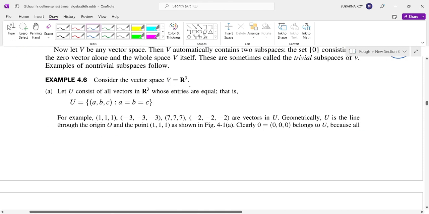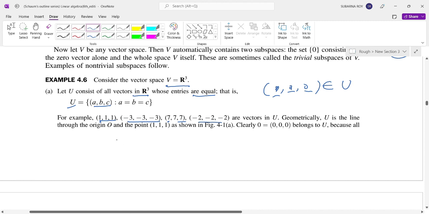Consider the vector space V equal to R3, and let U consist of all vectors in R3 whose entries are equal. That is, let us define a set U, a subset of R3, in such a way that a, b, c are all equal. Now we have to see whether this U is a subspace of R3. For example, (1,1,1), (-3,-3,-3) and (7,7,7), (-2,-2,-2) are vectors in U. Geometrically, U is a line through the origin.